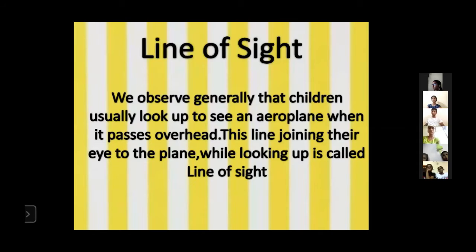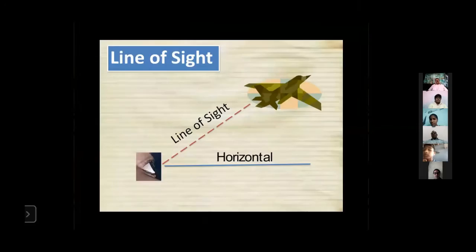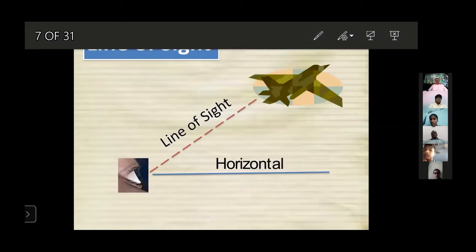Am I right? Yes. So from the plane surface, it means the horizontal line, at the beginning of the horizontal line, they will watch the aeroplane. From the eye to the aeroplane being watched, a straight line is formed. That straight line is called line of sight. I will show you. These red dotted lines are called line of sight.